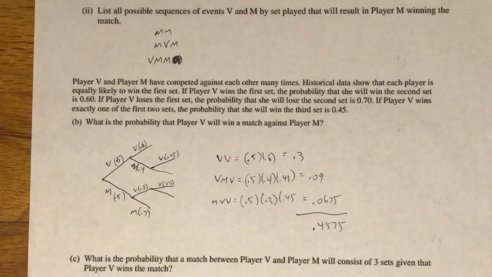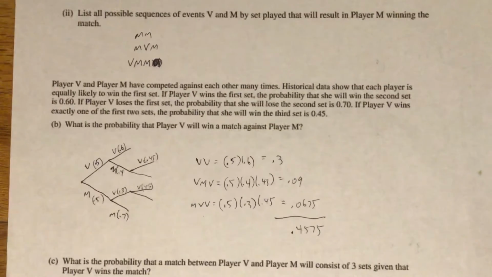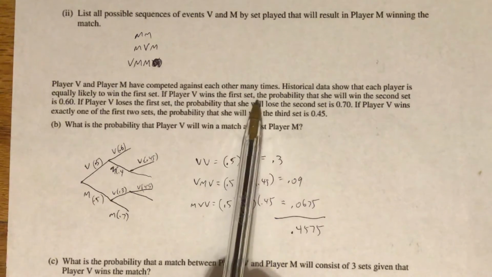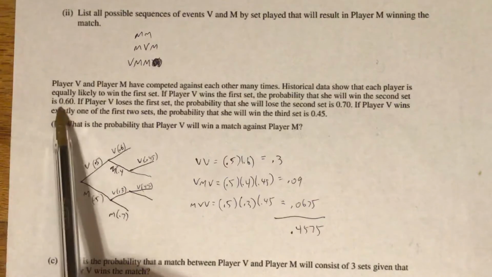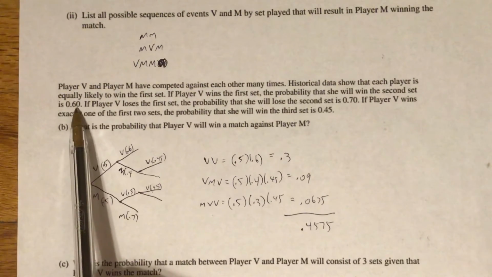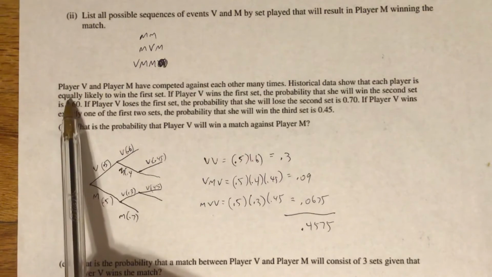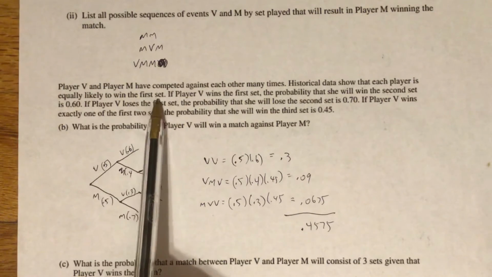So basically, they use historical data. V and M play each other a lot, and they have enough data to know the probabilities of the likelihood V or M will win given certain scenarios, right? So they give us all these things. Let's make sure we understand them. It says if player V wins the first set, the probability she'll win the second set is 0.6. And I think it says they have equal probability of winning the first set, right? Yeah, I should skip that part. They're equally likely to win the first set.